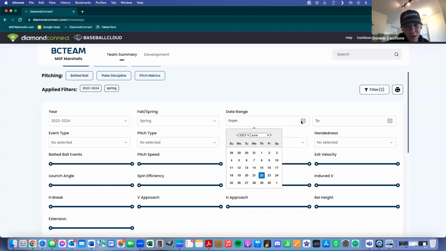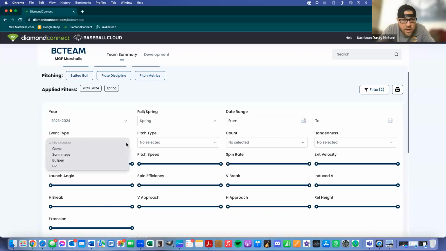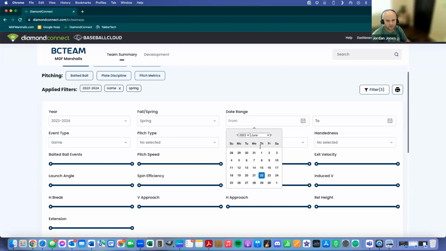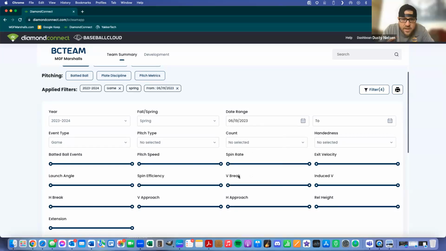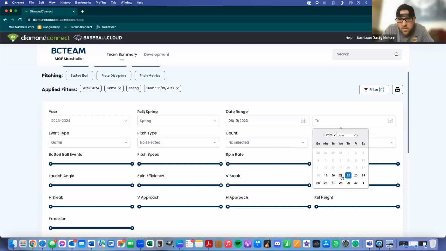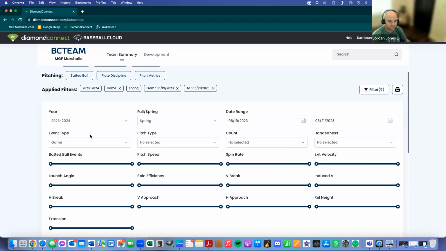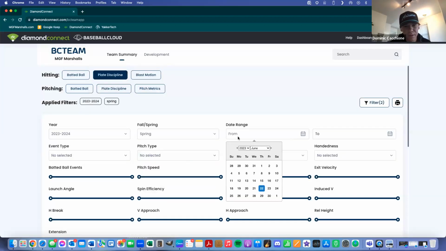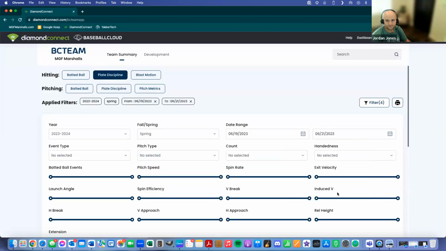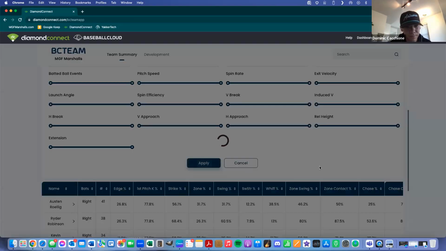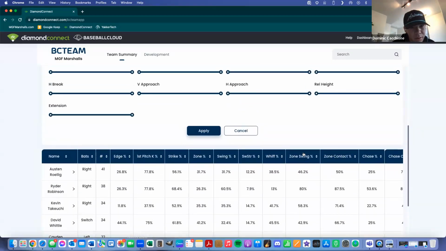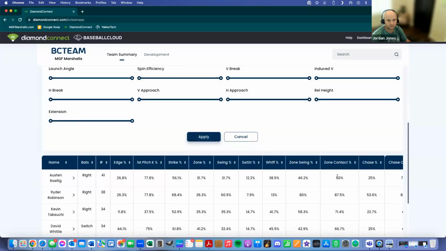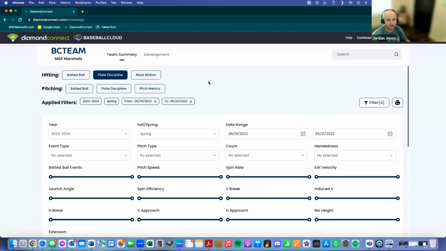If you go to event, date range, and then click plate discipline. Let's just say 19 to 21, those 3 days. And then, oh no, that's for pitchers. If you scroll down to apply, it should be, okay, that didn't do anything. So it's more individual. It won't show a team breakdown that way.